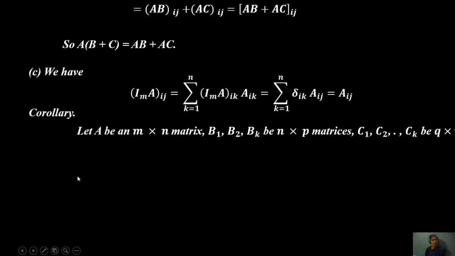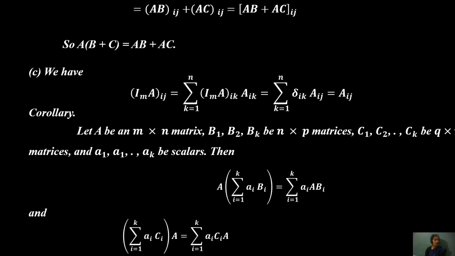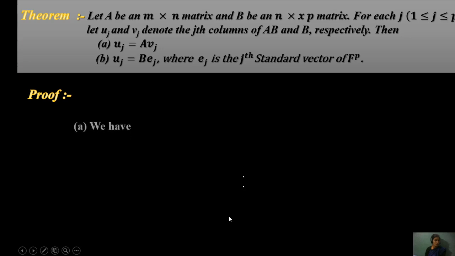Then the corollary: let A be an m by n matrix, B1, B2, ..., Bk be n by p matrices, C1, C2, ..., Ck be q by m matrices, and a1, a2, ..., ak be scalars. Then A times the summation i equals 1 to k of ai Bi equals the summation i equals 1 to k of ai A Bi, and the summation i equals 1 to k of ai Ci times A equals the summation of ai Ci A.